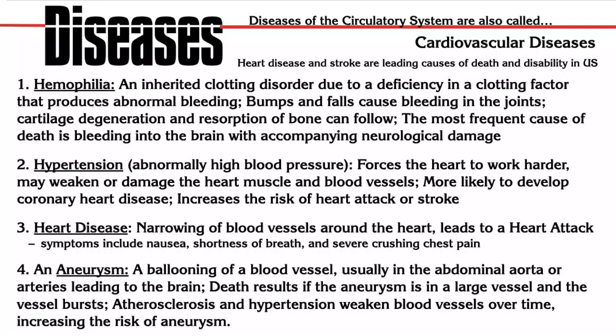And then we have an aneurysm. An aneurysm is a ballooning of the blood vessels. Usually this is happening in the abdominal aorta or arteries leading to the brain, and death usually results if the aneurysm is in a large blood vessel and the vessel then bursts. Arteriosclerosis, atherosclerosis, and hypertension will weaken the blood vessels over time, increasing the risk of the aneurysm.